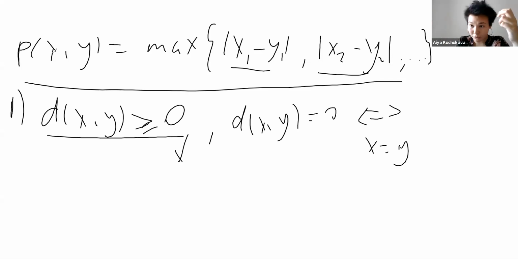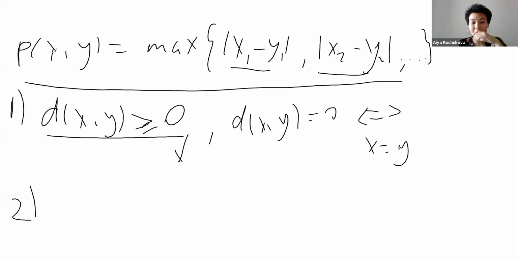And then when the maximum of all absolute values is 0, it means that all of those absolute values are equal to 0, right? Because if at least one of them is not 0, the maximum will be bigger than 0. So that means that in all possible coordinates, x and y have the same coordinate in all possible dimensions, which means that x and y are equal to each other, right? Understandable? Yes. Great.